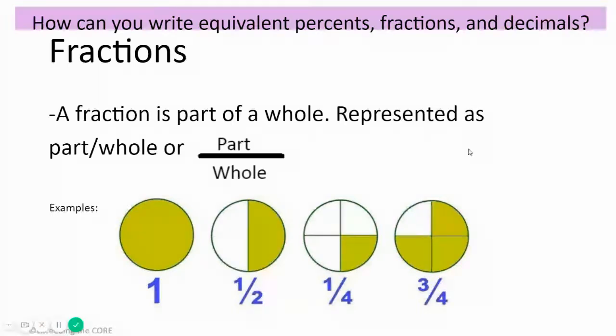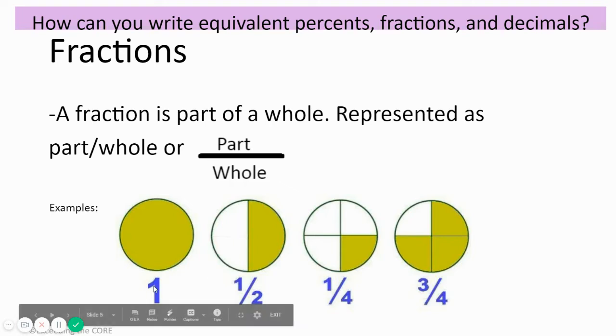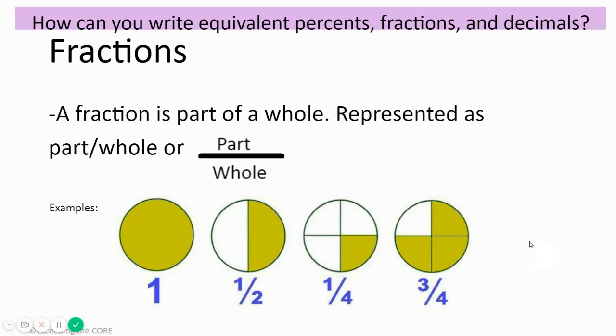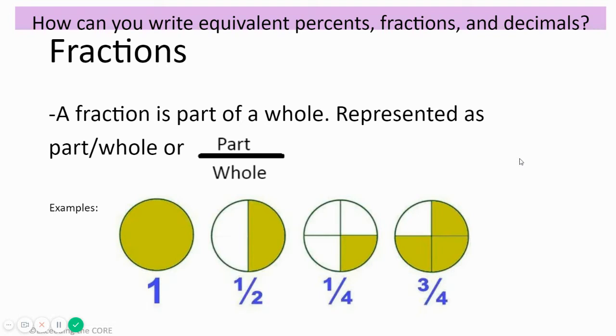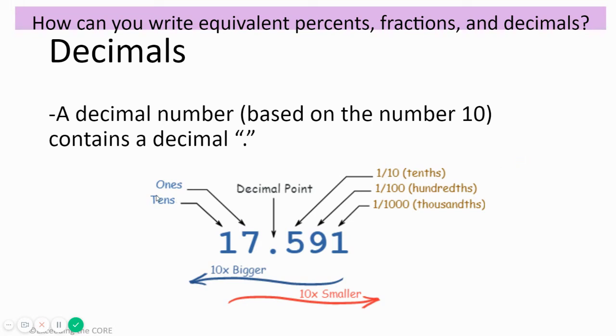Fractions are just representations of part to whole. So if you have 1 whole, your fraction could be 1 or 1 over 1. Don't forget that 1 over 1 is equal to 1 as well. 1 to 2 or 1/2, 1 to 4 or 1/4, or 3/4. And it took me 30-something years to realize that a fraction written like this or written like this is just a division sign waiting to put those numbers in there. So fractions are really just division as well, which takes us to decimals.